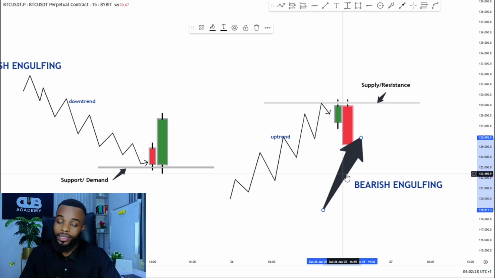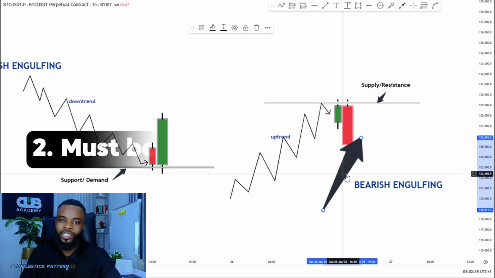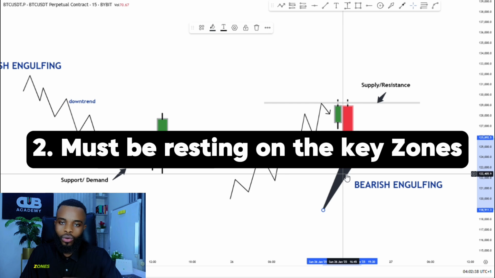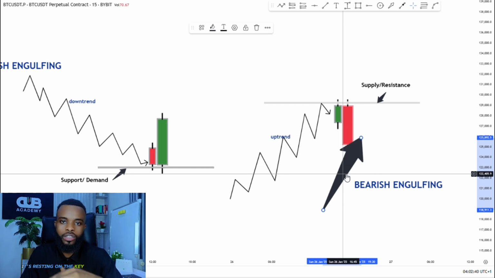So number 2 is that we must make sure that this either bullish or bearish engulfing candlestick pattern is resting on the key zones in the market, right? We spot it at the key levels or key zones, and the key zones we have in the market are support and resistance levels, or demand or supply zones.